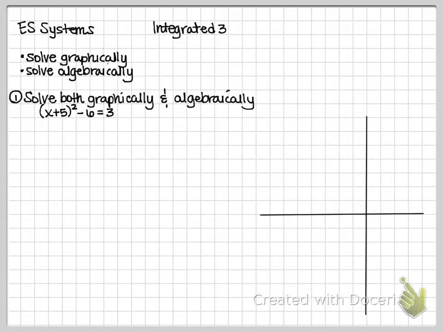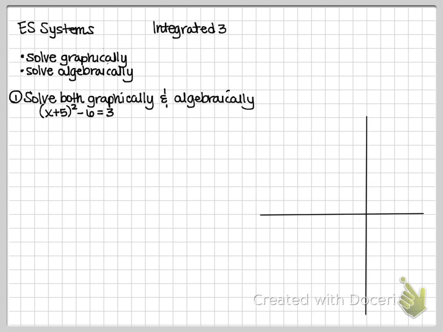Okay, the next essential skill that we're going to be doing in Integrated 1 is systems. So hopefully this video is helpful to you as we go through and practice this. There are basically two different ways that we're going to be doing systems, and it's graphically and algebraically. So I figured with this first example that we would actually do it both ways. So if we take a look at this, I'm going to go ahead and do this graphically first.